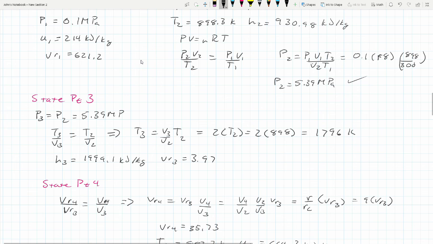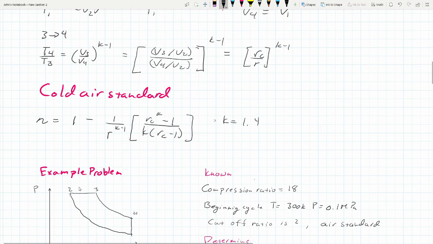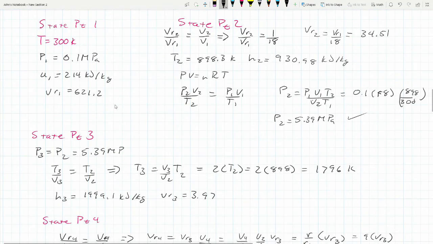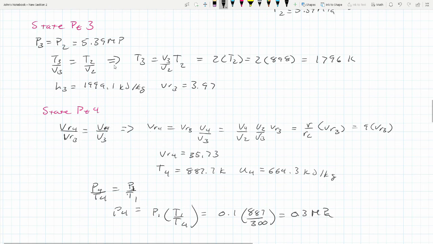So state point 3. Well, we know the pressure at state point 3 because, based off a diesel cycle, as you can see, it is constant pressure from 2 to 3. So do ideal gas law to get T3, and once we get T3, we can find H3 and VR3 based off, again, the air tables.